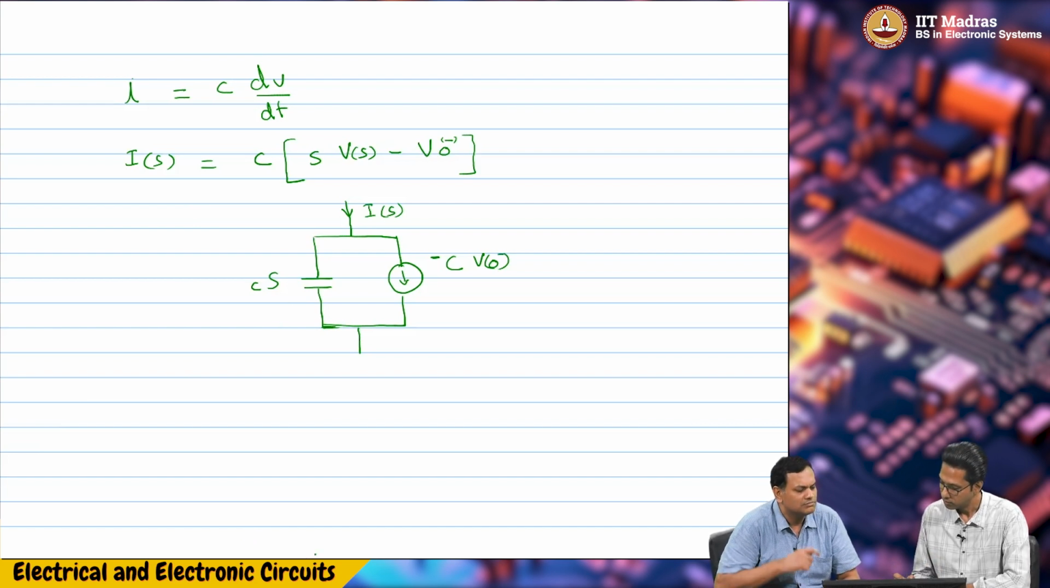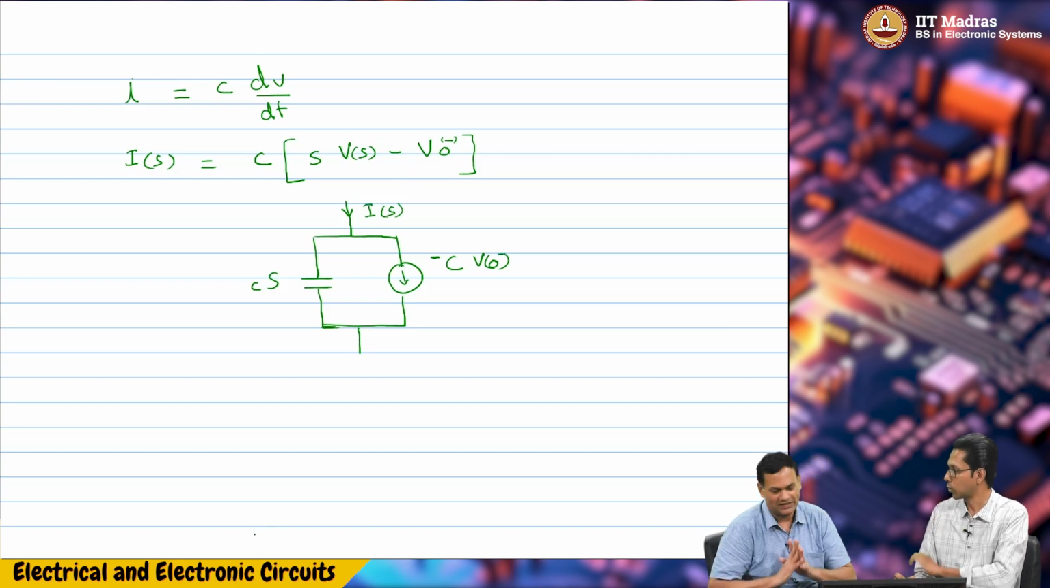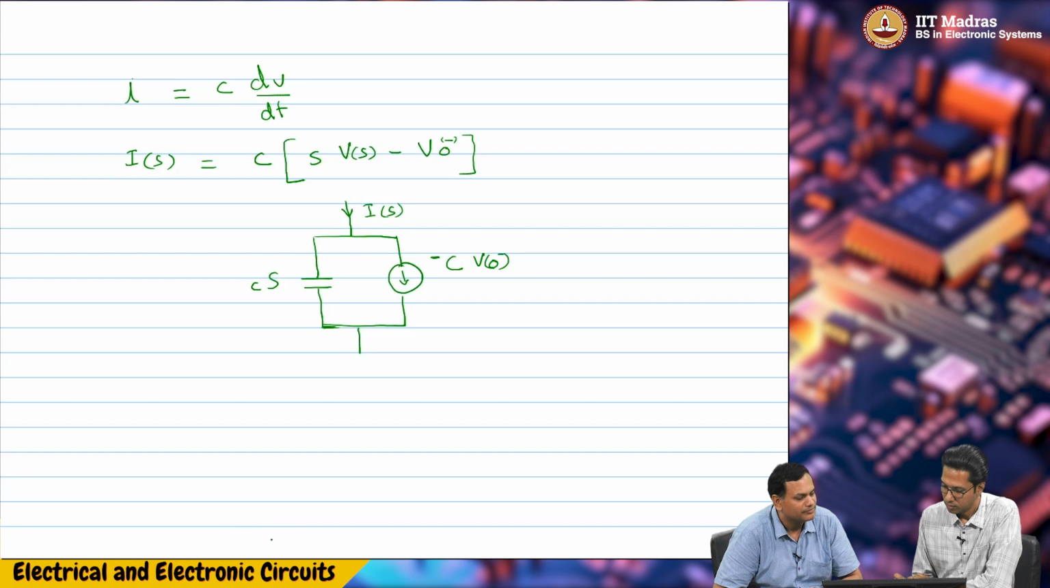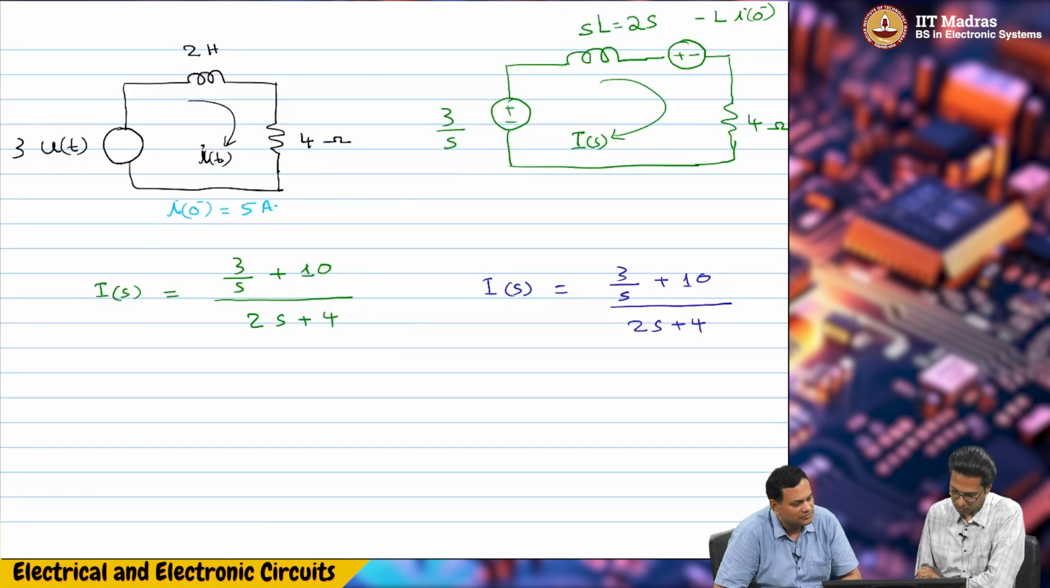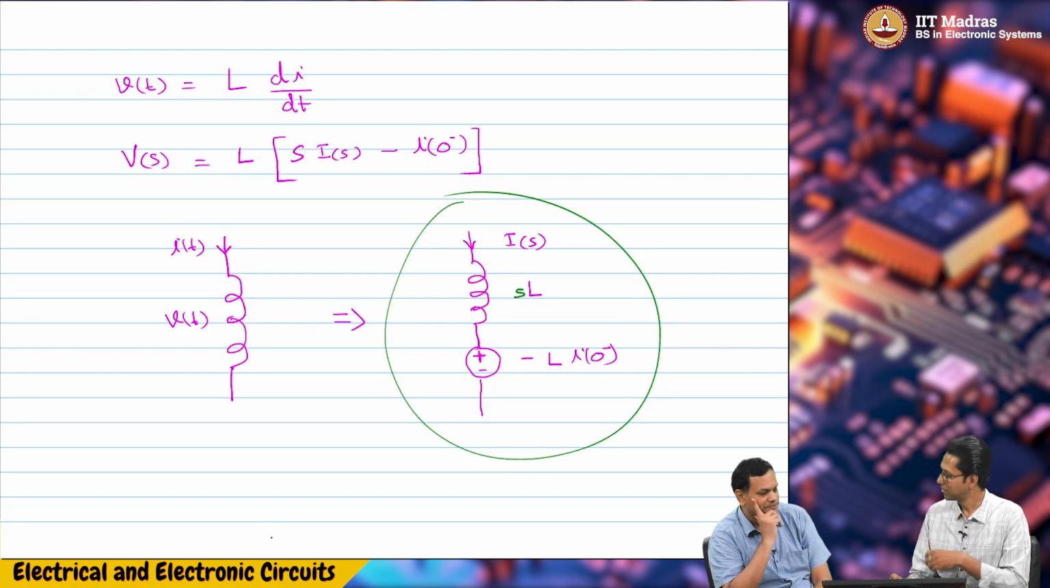So you'll have C times S. I of S will be C times S into V of S, and then minus C times the initial condition V of 0 minus. That can be represented like this. This was very nice, no? This was easier to visualize.